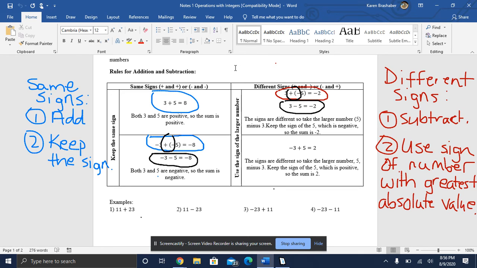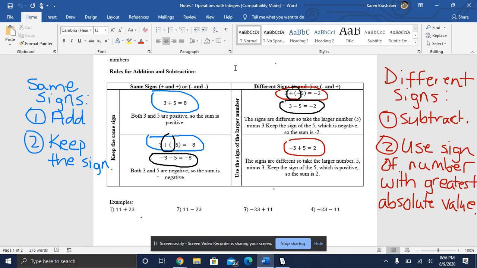In our second example, we have negative 3 plus 5. So again, the signs are different. We're going to subtract the two numbers. So we'll take the bigger one, 5, minus the smaller one, 3. We want to use the sign of the number that is the greatest absolute value. So the 5 would have the greater absolute value. It's positive, and so our answer is positive 2.